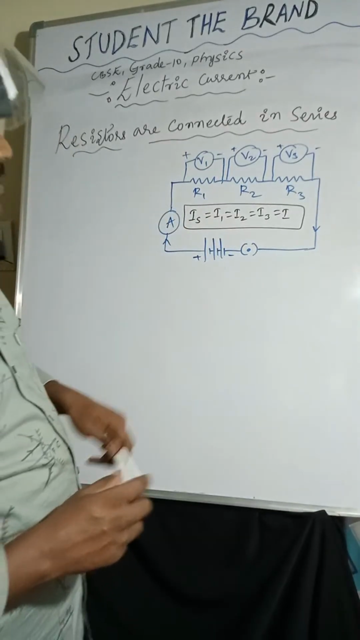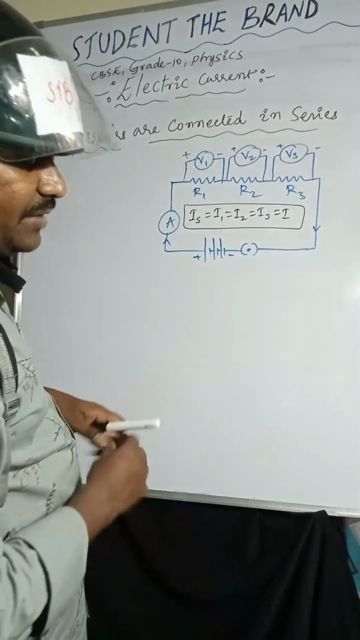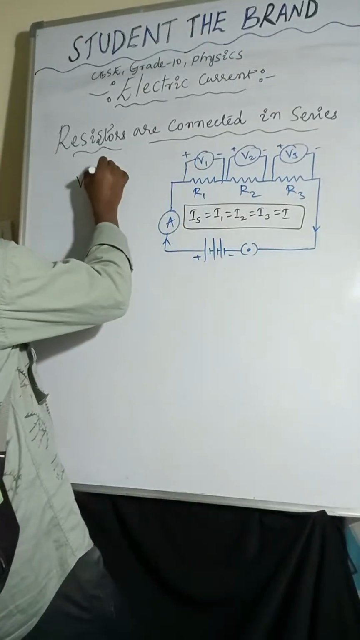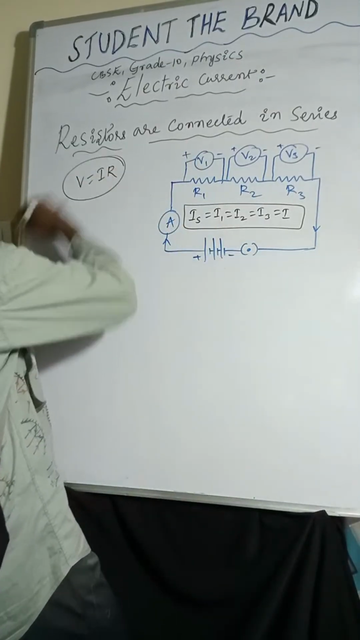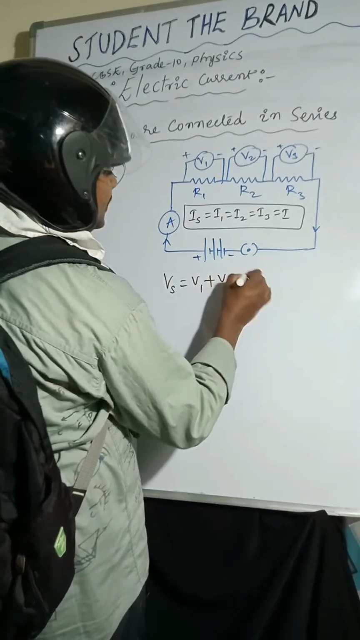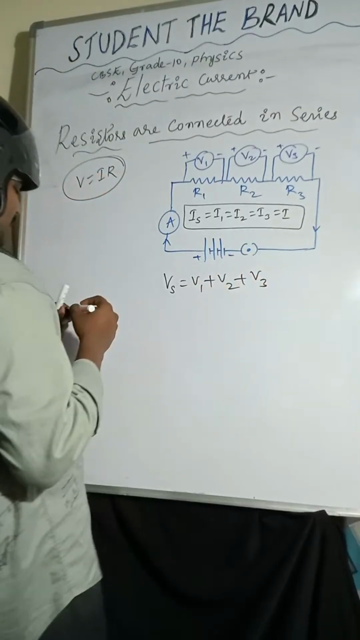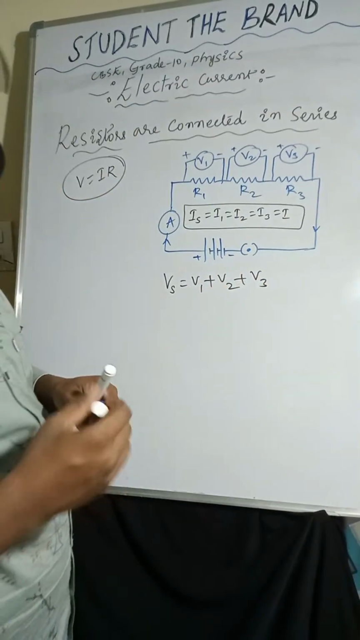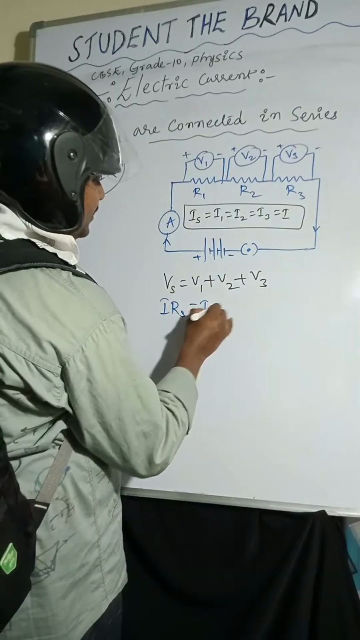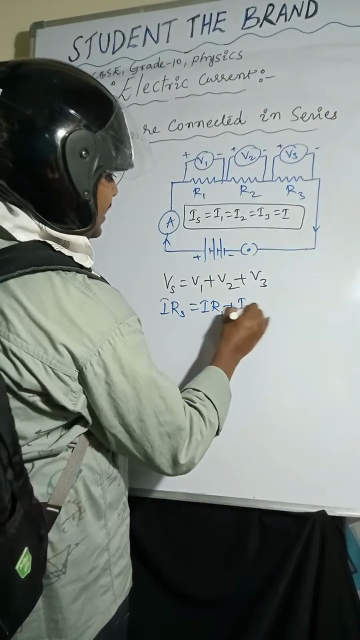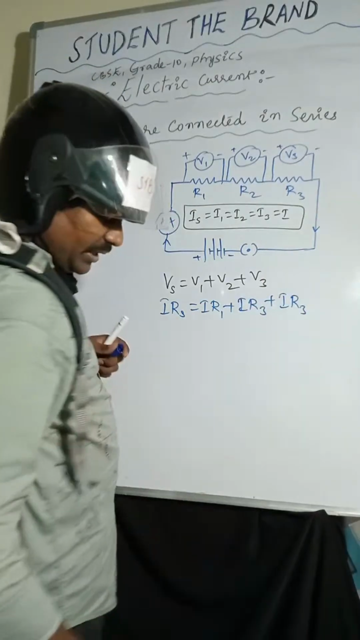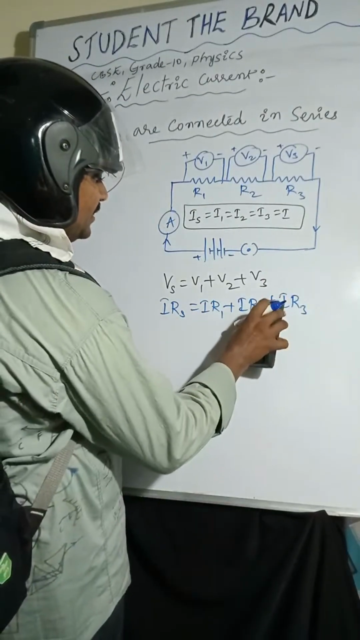Now you can see, from Ohm's law, V equal to IR. So Vs equal to V1 plus V2 plus V3. By this we can write I Rs equal to I R1 plus I R2 plus I R3.